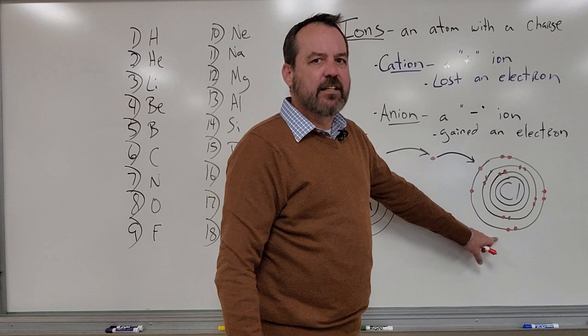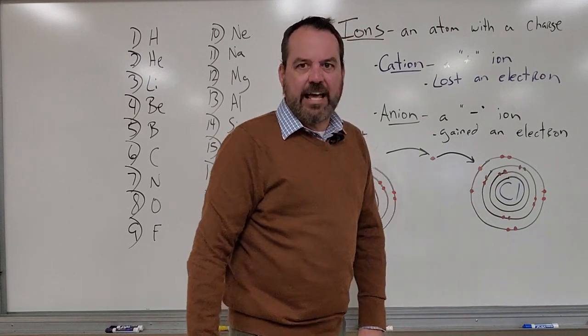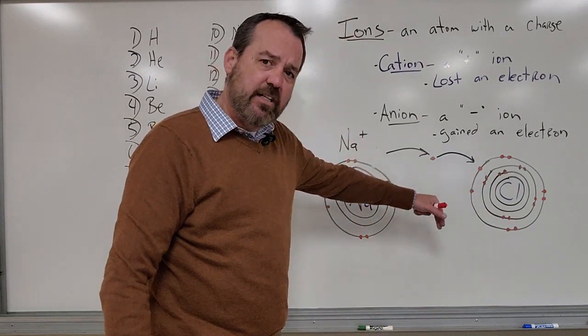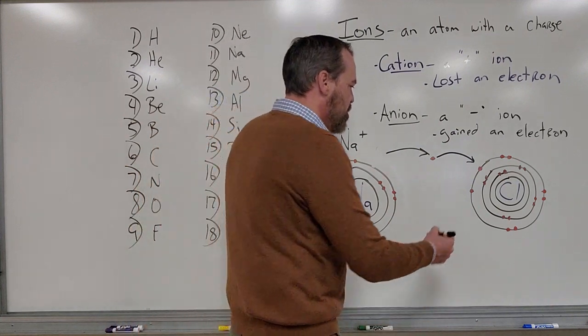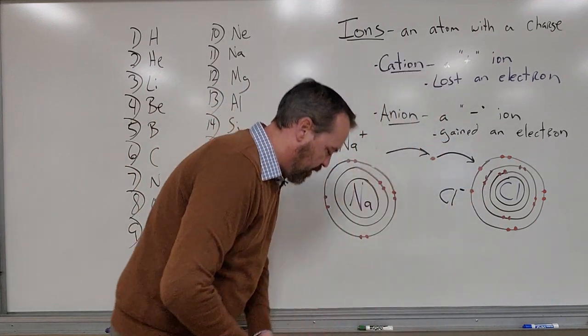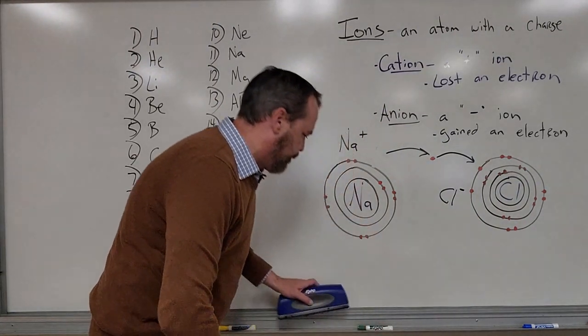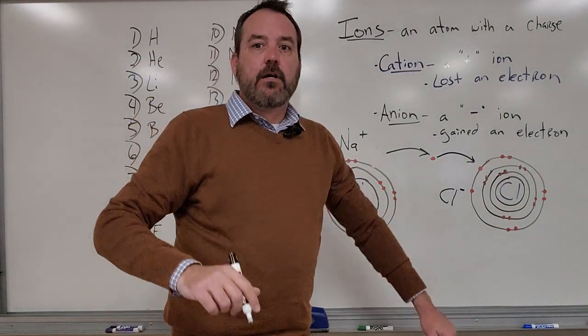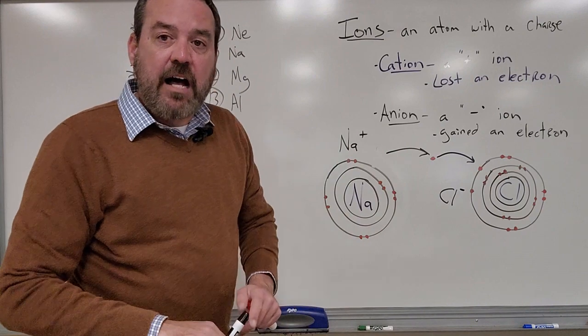But now we have 18 electrons because we've added an extra electron. And when we add that extra electron, we add that negative charge. So this is going to give us a chlorine anion. A chlorine anion. That is ions in a nutshell.